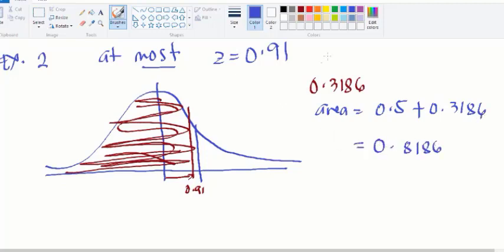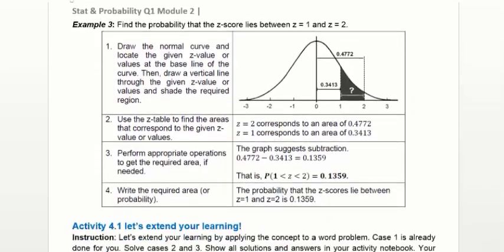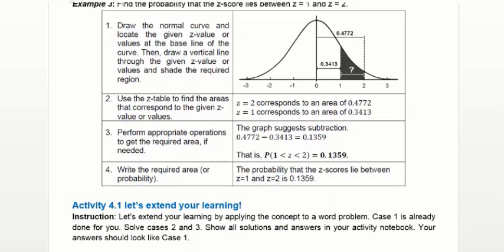That is 0.8186. Okay. So, the probability now that Z is less than 0.91 is equals to 0.8186. Or, if you make it a percentage, it should be 81.86%. Okay. Let's try example number 3.